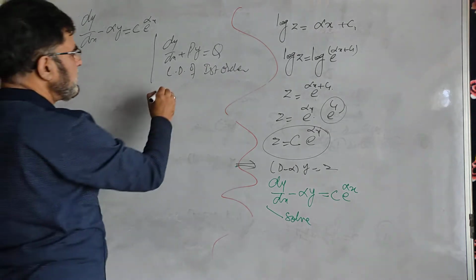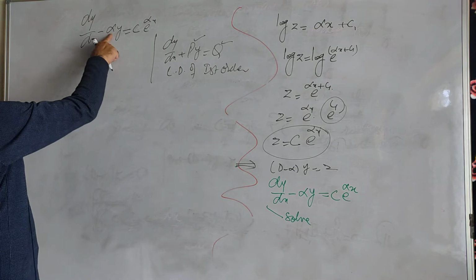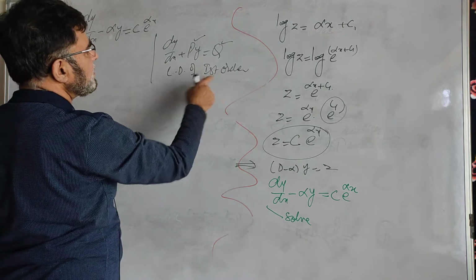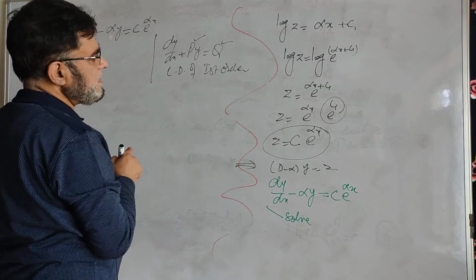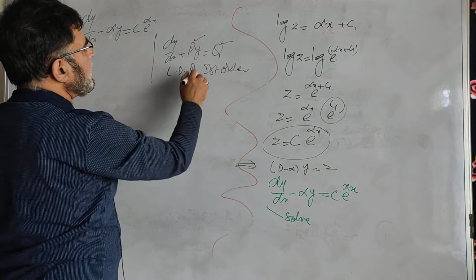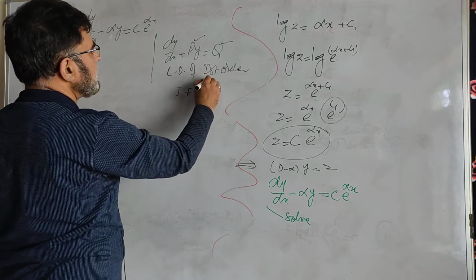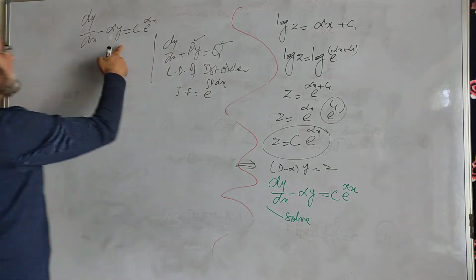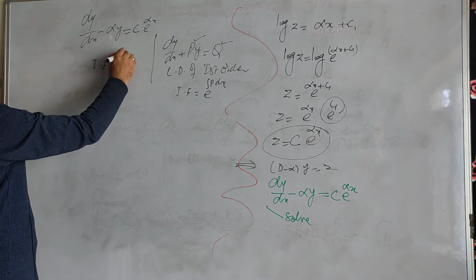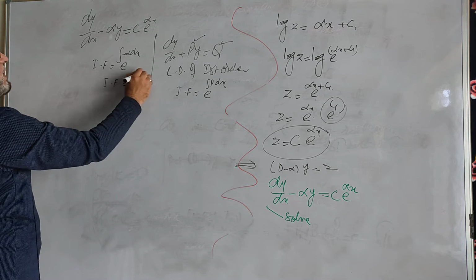How do you write the integrating factor? P is a function of x. You have here y. This can be constant or function of x. This is your integrating factor. You write here it is e raised power integral of p dx. What is the integrating factor here? Integrating factor will be e raised power integral of minus alpha dx. This is integrating factor is e raised power minus alpha x.